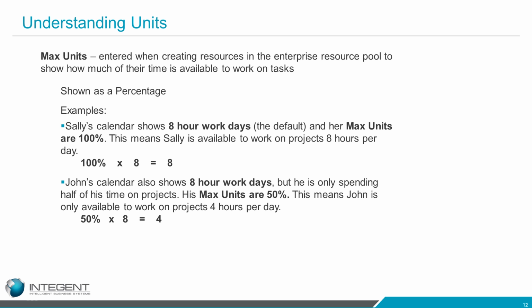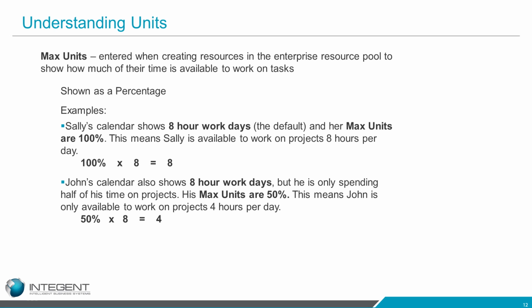All right, so maximum units, again, this is shown as a percentage. This is entered in the enterprise resource pool. You're not going to be able to adjust this, and I'll just demonstrate that for you in a moment. All right, but here's an example. Sally's in your system at 100%, so that means she's going to be working on something 8 hours a day.